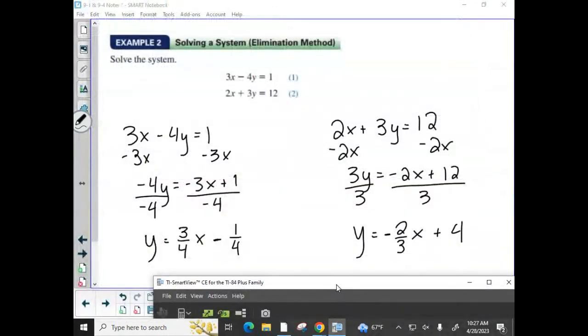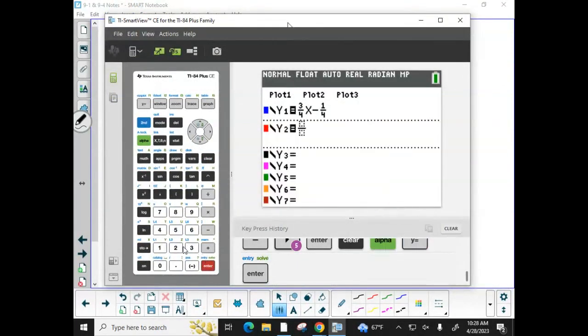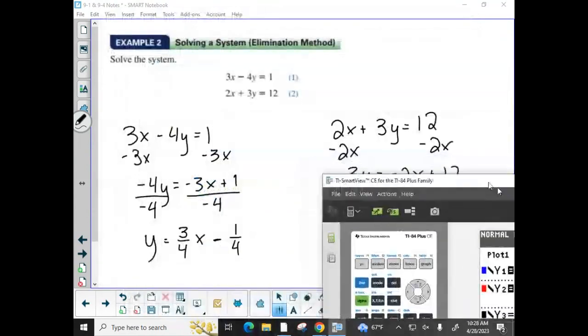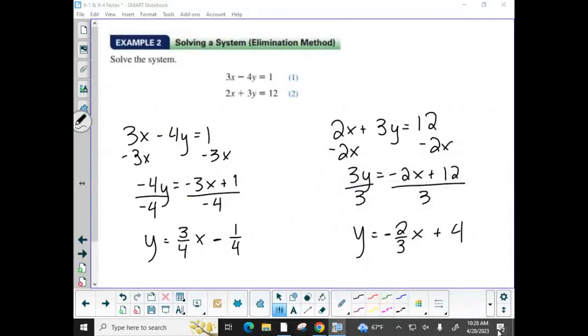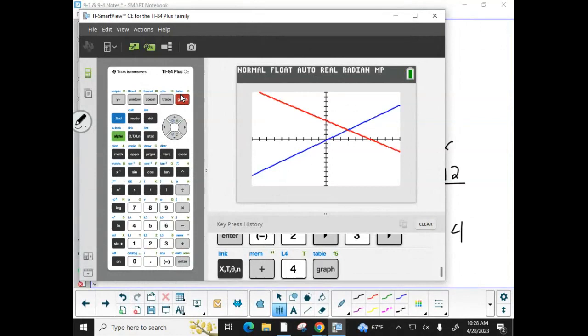Then this next one, negative 2/3 x plus 4. So clear this out. Alpha, y equals, enter. That's negative 2 over 3, x plus 4. Make sure I entered it in right. Negative 2 over 3x plus 4. All right. Then I go to graph.